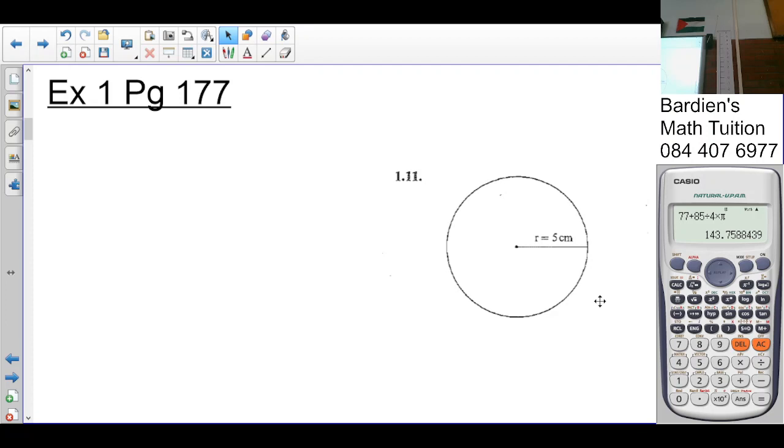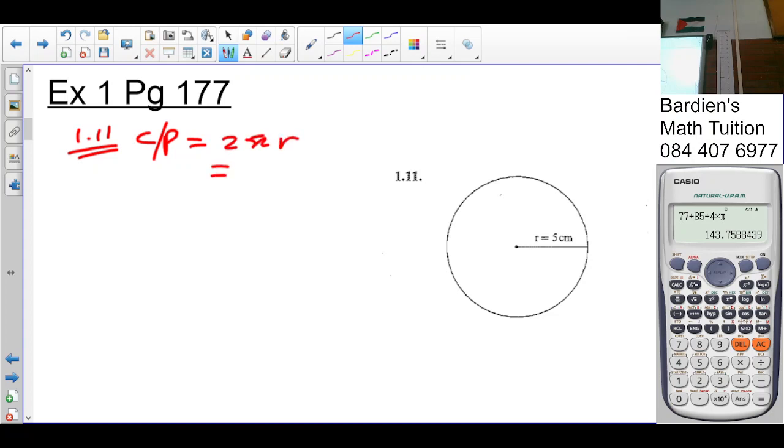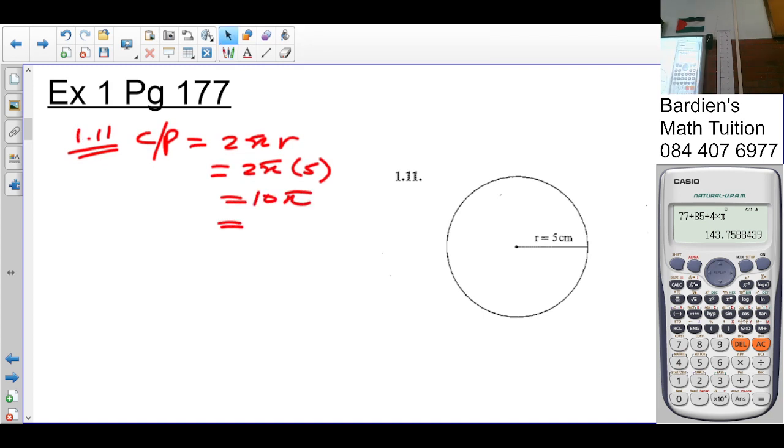Alright, for 1.11, I know it's not in order. For 1.11, the perimeter is also known as what of a circle? Circumference. So it's 2 pi r. What's my radius here? 5. So it's 2 pi times 5, which is 10 pi. Put that in the calculator. 10 pi is giving me 31,42. So if you didn't put it in the calculator, we do that.